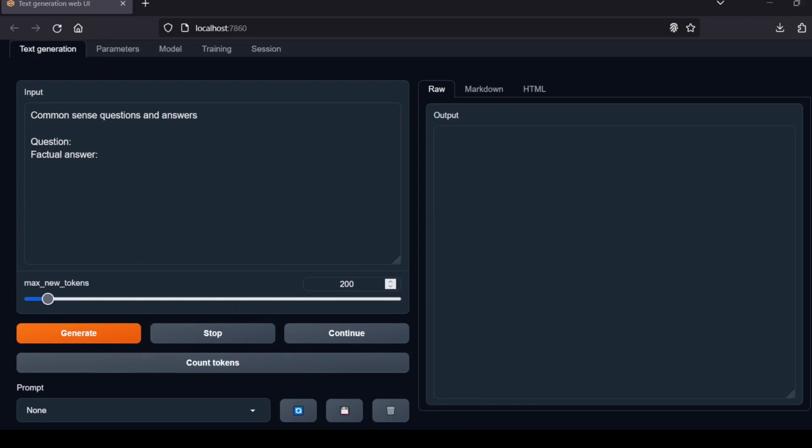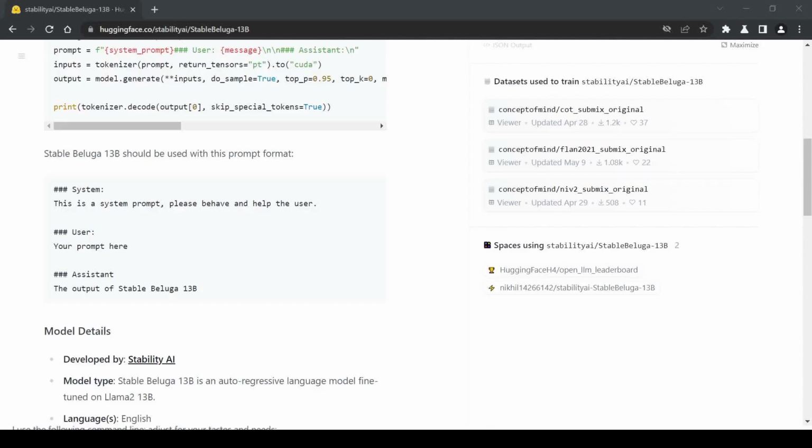To maintain consistency and accuracy, we'll be following the recommended prompt template provided by the team at Stability AI. This template is the same one used to train the model, ensuring a fair evaluation of its capabilities. Now that we have the model loaded and all the settings configured, let's dive right into the testing phase and see how StableBeluga performs across our diverse set of benchmark questions.